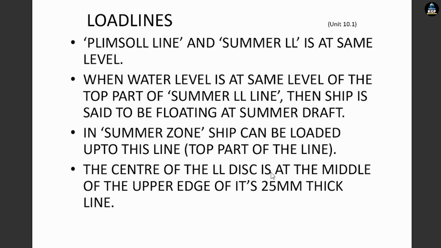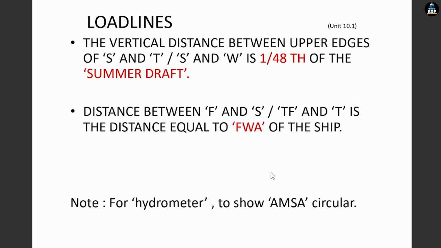The center of this load line disc is at the middle of the upper edge of its 25 mm thick line. The vertical distance between the upper edges of S and T, meaning summer and tropical, and winter is 1/48 of the summer draft. The distance between F and S, and TF and T, is equal to the freshwater allowance of the ship.